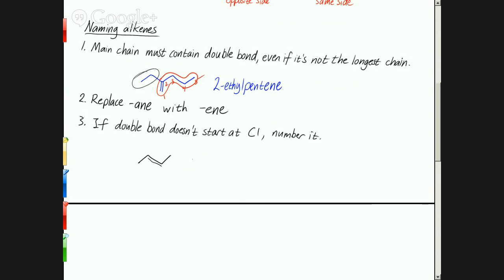How big is the main chain here? 4, right? So what is that name? Butene. Let's put that down here. The problem with that is that there's another way we can make butene. Besides the cis-trans thing that we talked about earlier, we can also draw this. We can put the double bond there. That's also butene, right? It's a 4-carbon chain with an alkene in it.